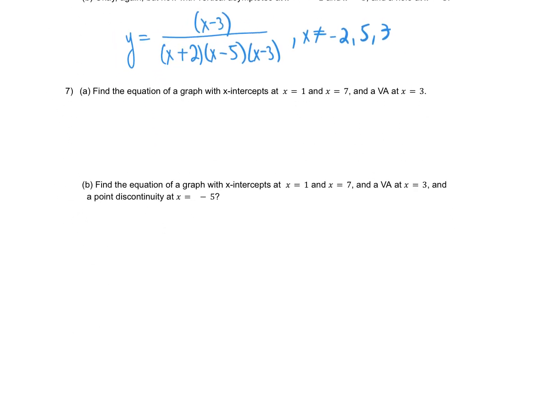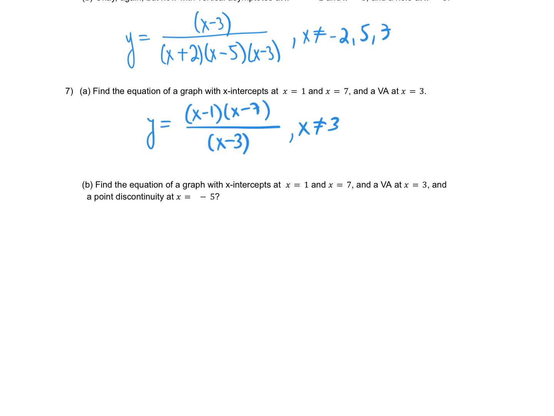Find the equation of a graph with x-intercepts at x equals 1 and 7 and a vertical asymptote at x equals 3. Pause the video, give this question a try, and come back to check your work. Okay, and here it is. Here are your zeros, 1 and 7. Here's your vertical asymptote in the denominator, positive 3, and then my restriction.